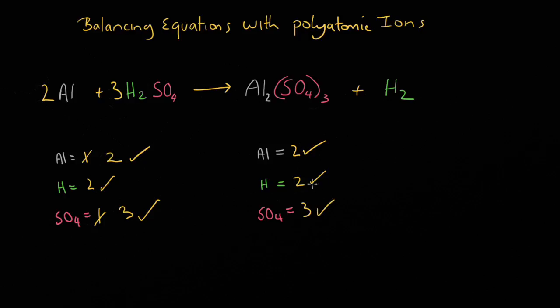So we're happy with sulfate, but the issue now is we've now got 6 hydrogens on the left hand side, 3 times 2, and we've only got 2 hydrogens on the right, so that's not going to work. So we need to place a number here that will give us 6. 3 times 2 gives us 6, and we now end up with 6 hydrogens on the right, and the equation is balanced.